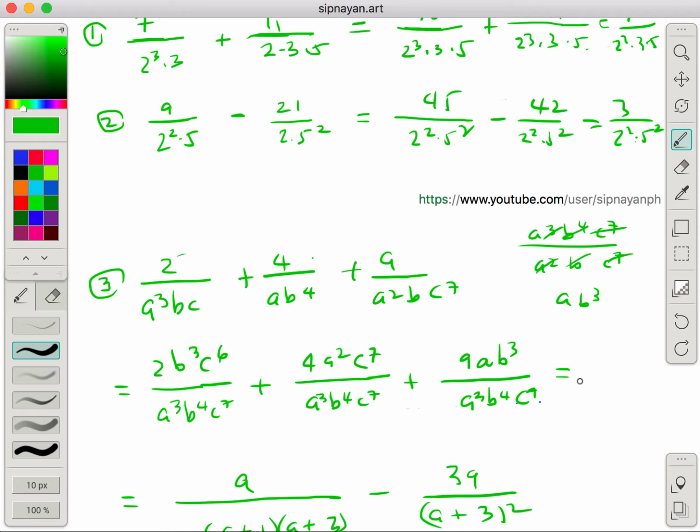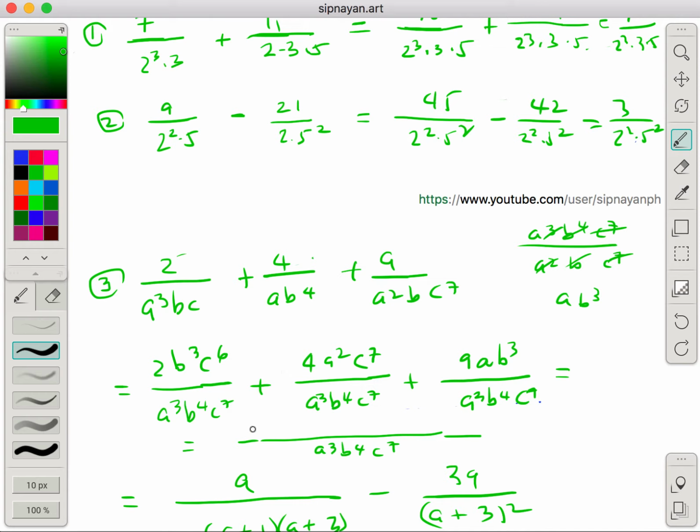So if you want, you can write this as dito na lang, a cubed b to the fourth c to the seventh. Actually, this is already correct, no? But if you want it to be shorter, no? Yung sa taas na lang ipa-plus natin kasi hindi naman common yan.